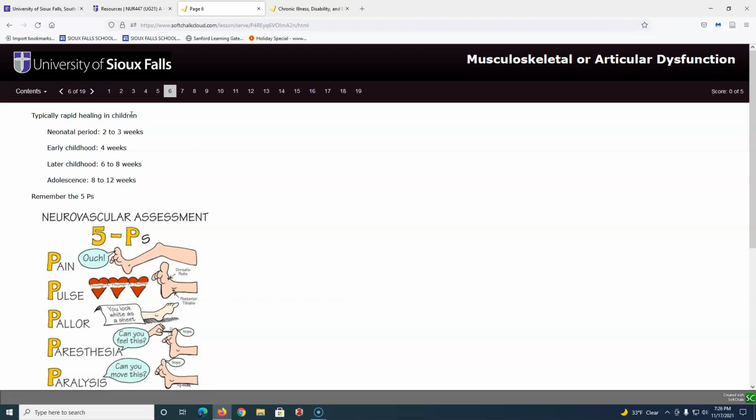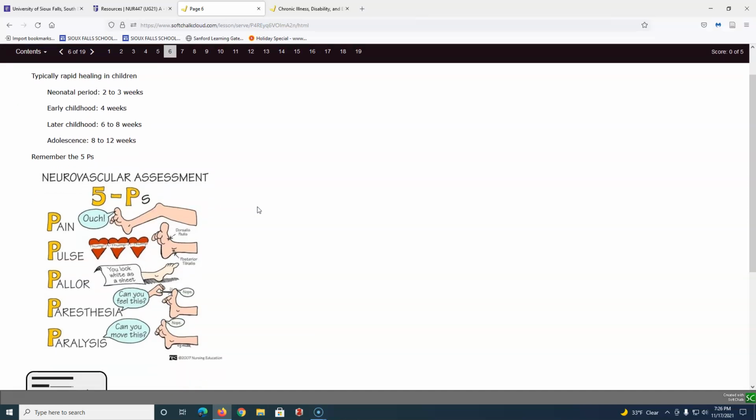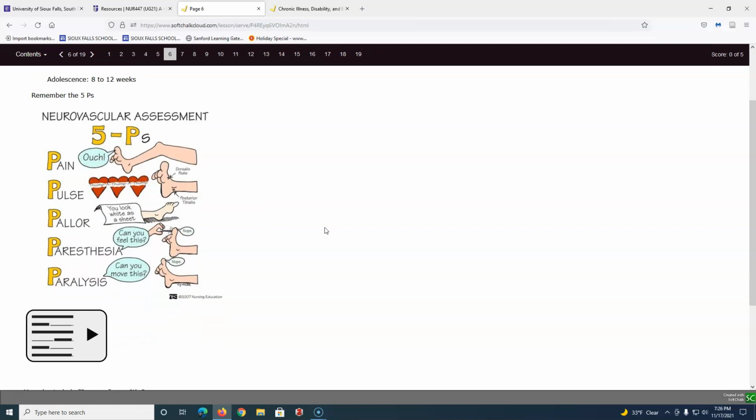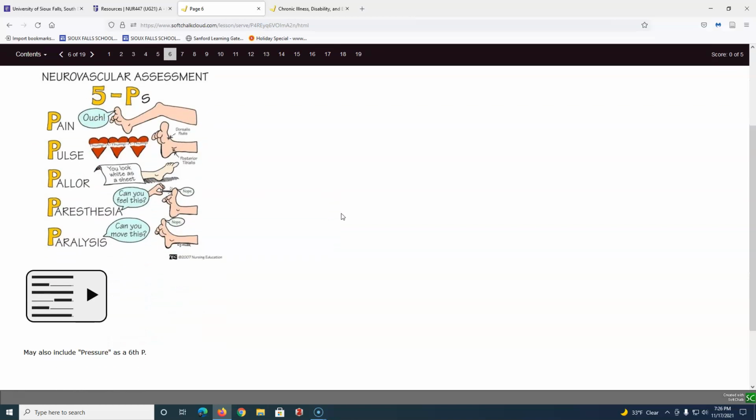Alright, so healing is really quick in neonates. And then it prolongs and gets longer as people get older. Please remember your 5 P's. On testing, I'm only going to mention 5. I know if there's 6 or 7, there's 8. But make sure that you understand these for the exam. Pallor will only have two L's instead of three.